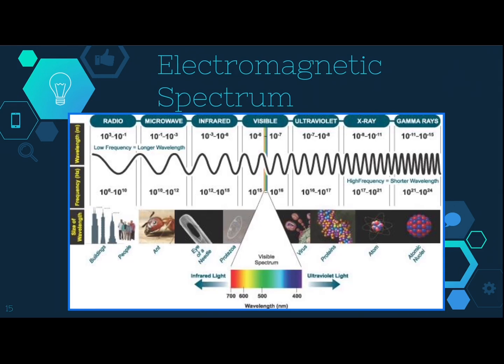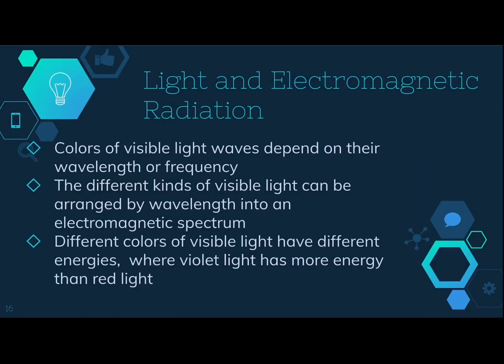Here's one more picture. I just like this one because it gives you the size of the wavelength on those pictures at the bottom, and it shows you kind of an example of something that would be the same size, which is very interesting. So the visible spectrum is between the size of a virus and the size of a protozoa.